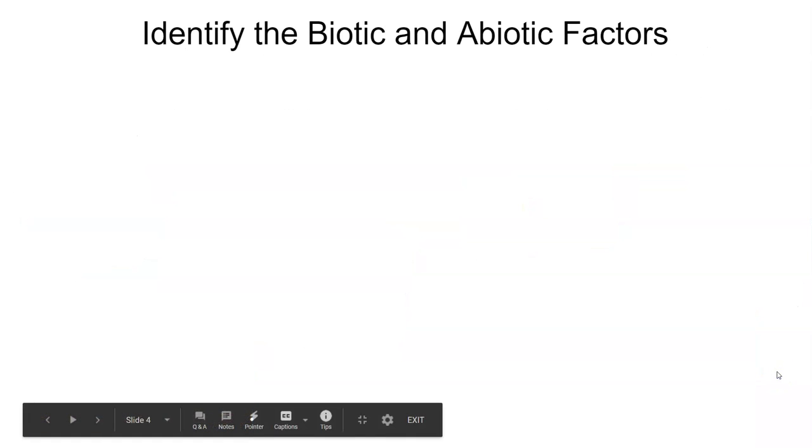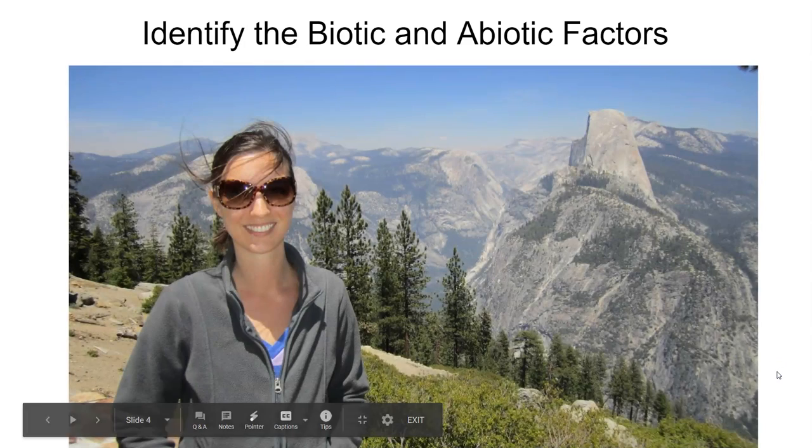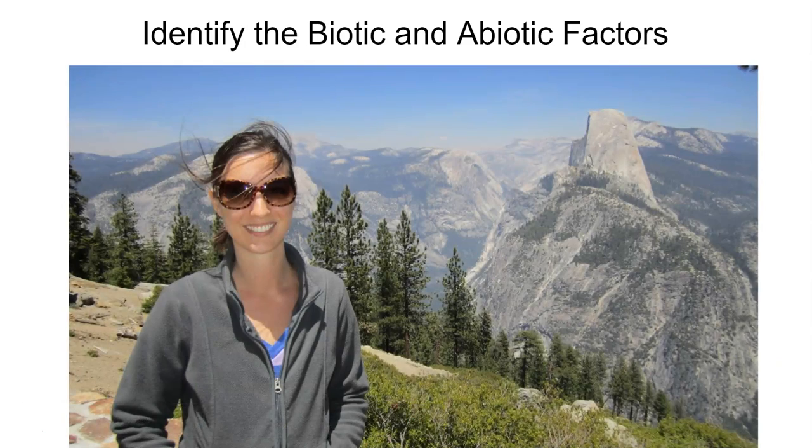So let's practice. Here's a picture of me at Yosemite National Park several years ago. There's a beautiful mountain range behind me. So what are the abiotic things in this picture? And remember, some of them you can't technically see. So what are some of the abiotic things? See if you can think of some.